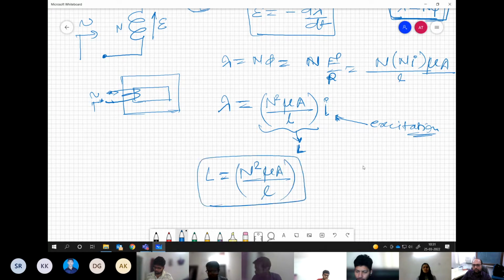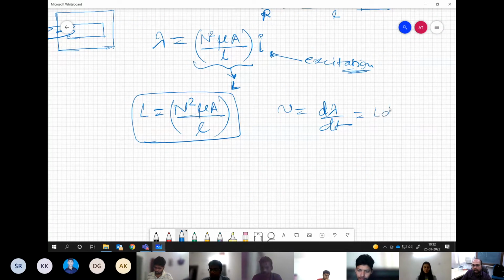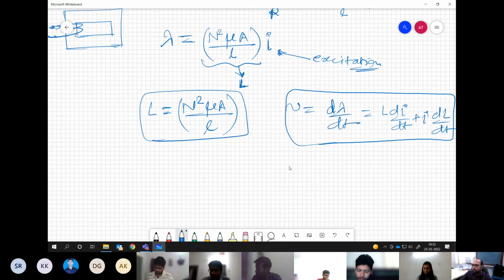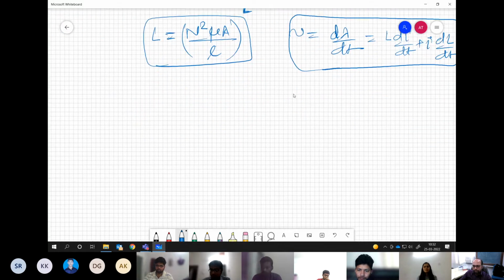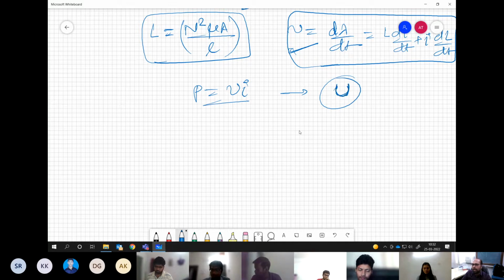So that is what we see when you write the KVL. This comes in the form of d lambda by dt, and because lambda has two components, L and I, it can be expanded as L di by dt plus I dL by dt. Understanding my point? Now once we have got the voltage, we can always compute the power, V into I, and then we can compute the energy associated with that. All these things can be computed on the basis of these equations.